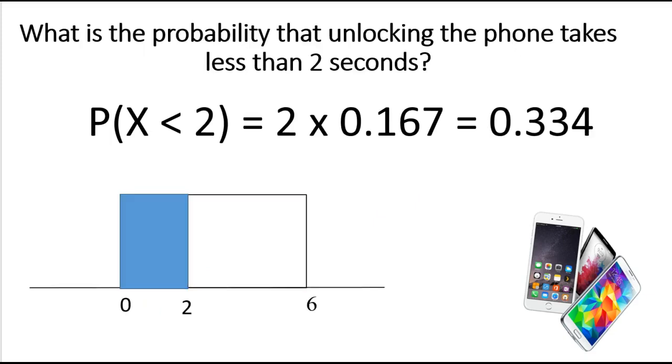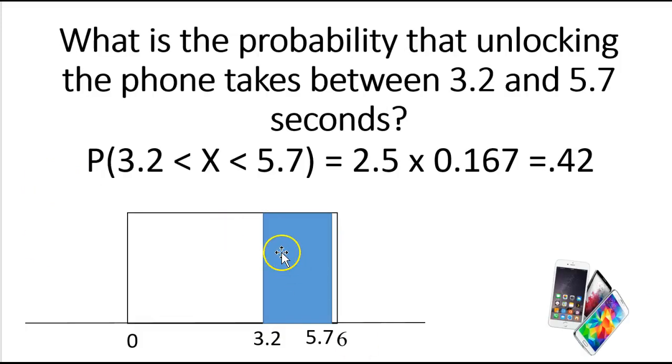Next, we're going to look at the probability that unlocking the phone takes less than 2 seconds. Again, we're going to shade the portion of the curve along the x-axis that represents less than 2 seconds, and then draw the rectangle shading the area above that. Notice that the length of this rectangle is 2, and again, the width is 1/6. 2 times 1/6 gives us our probability, which is 0.334.